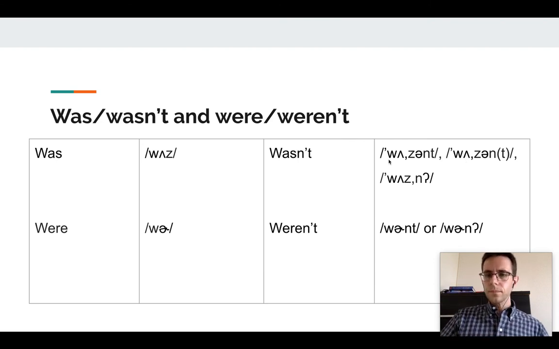So here I'll say these a couple times fast. There's usually three ways we can hear this sound: wasn't, wasn't, wasn't. I wasn't at home. This one we delete the T sound. So I wasn't at home. I wasn't at home.